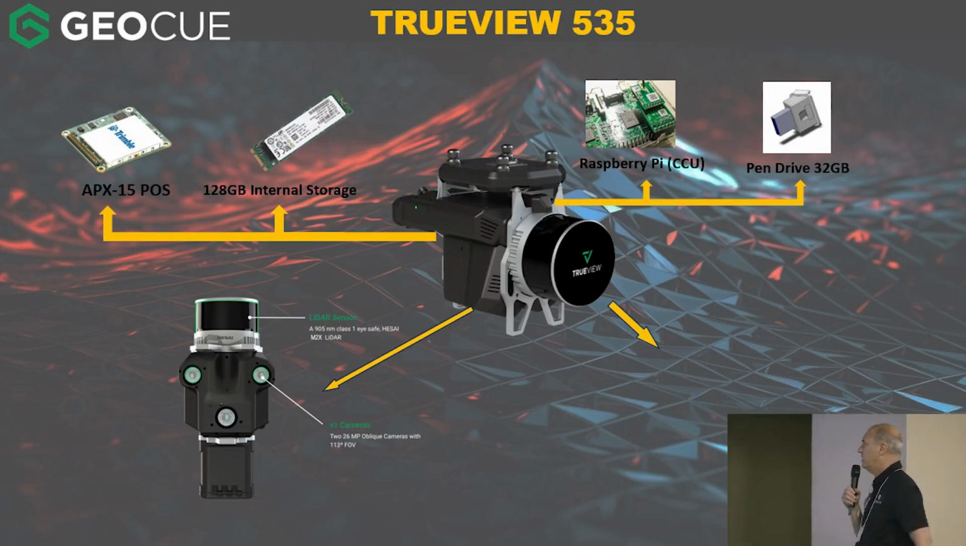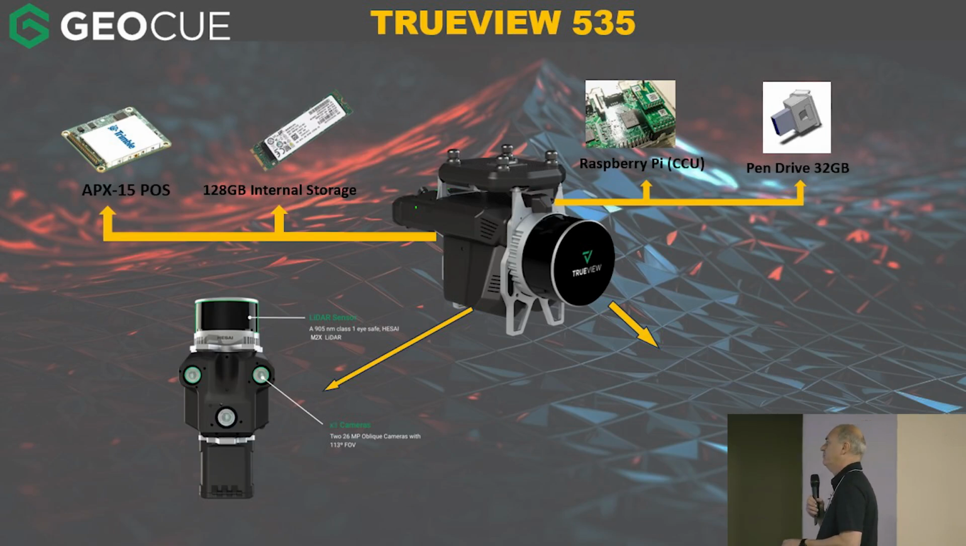This is a bit of what we have on the TrueView 535 for the ones that use it. So it has basically a HESAI sensor, it's under M2X. We can fly at 120 meters, that's what we suggest to the customers. We have an APX, the IMU that we have, it's a Trimble APX-15.